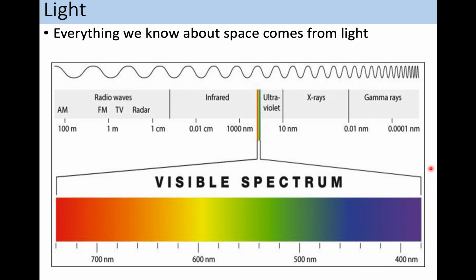So to start, light. Everything that we know about space comes from light. You remember that light is electromagnetic radiation in the form of waves, and the visible spectrum is what we can see with our eye. Very short, small wavelengths are very high energy. Long wavelengths are very low energy.